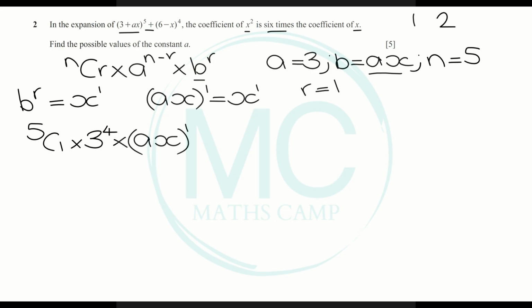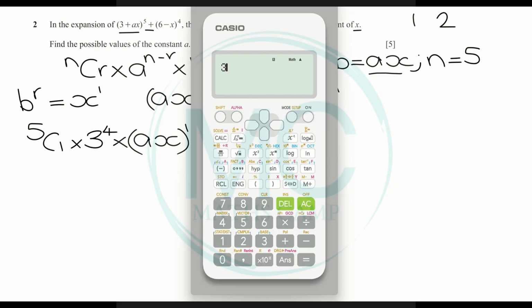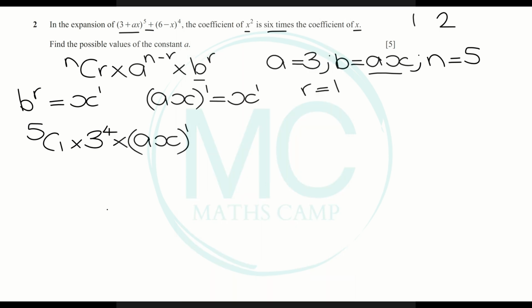5C1 is 5, so let's find the value of 3 to the power of 4. 3 to the power of 4. Let's multiply by 5C1, so multiply by 5 is equal to 405. So this term becomes 405ax.